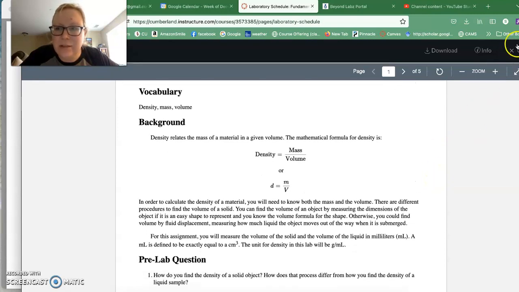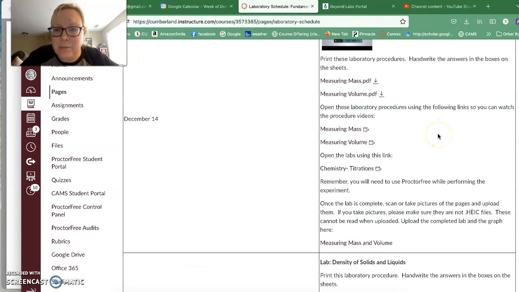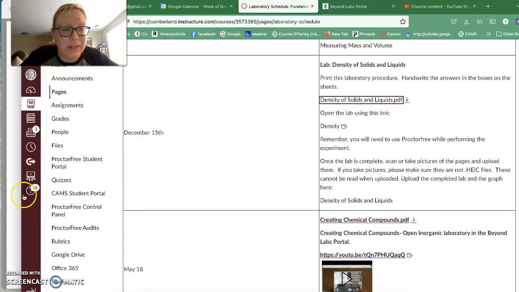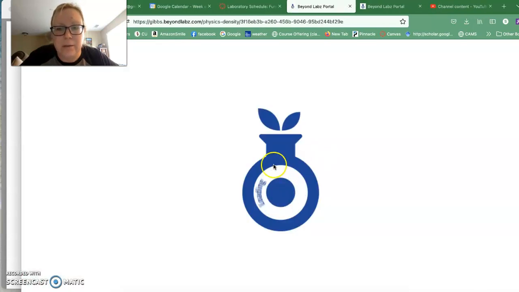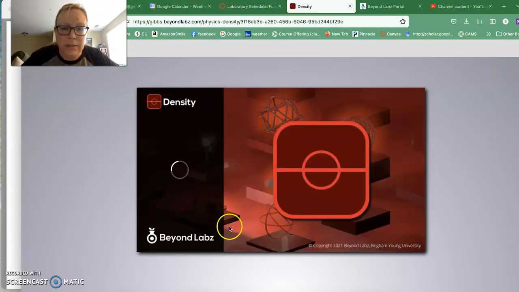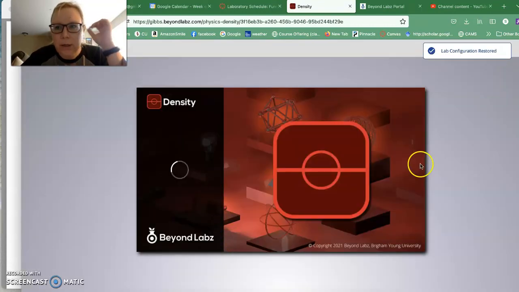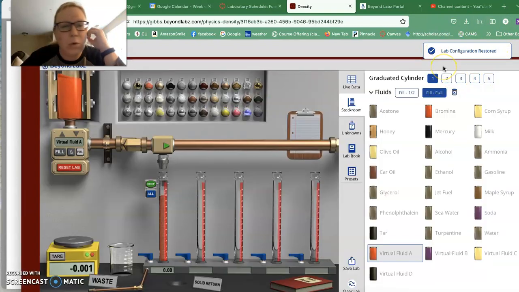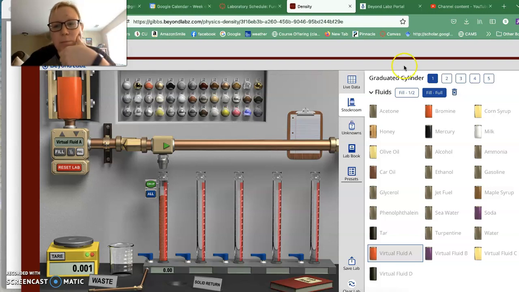Now, when we look at this, which we're going to look at together in a second, I already have it downloaded and pulled up over here. The lab you're going to use is the Density Lab in the Beyond Lab portal. We can see it loading here. This lab configuration restored is what you're going to look for. I did this earlier today and it had a problem uploading in the lab, so I just reloaded it. So if you run into a problem, just go ahead and reload it.